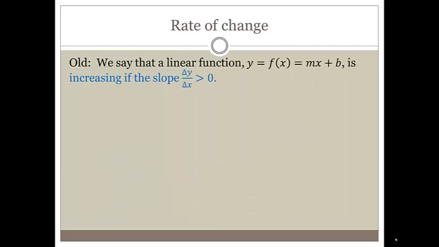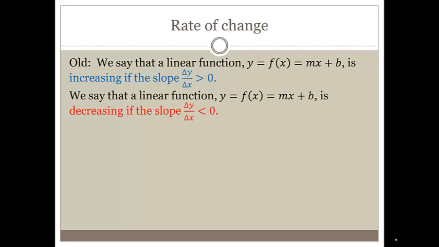For linear functions, we said that y equals mx plus b is increasing if the slope m, or delta y over delta x, is greater than 0. And we said that a linear function was decreasing if the slope delta y over delta x is less than 0. We now want to define what it means for a function to be increasing or decreasing even if we don't have a line.